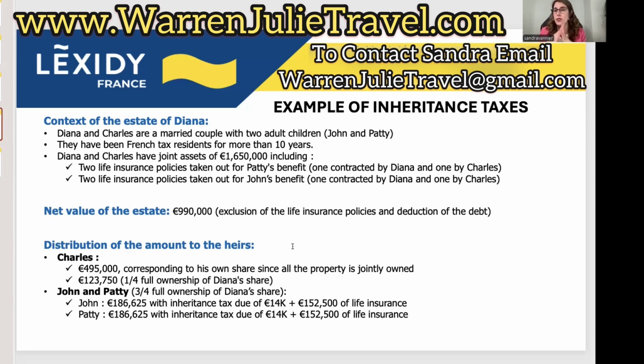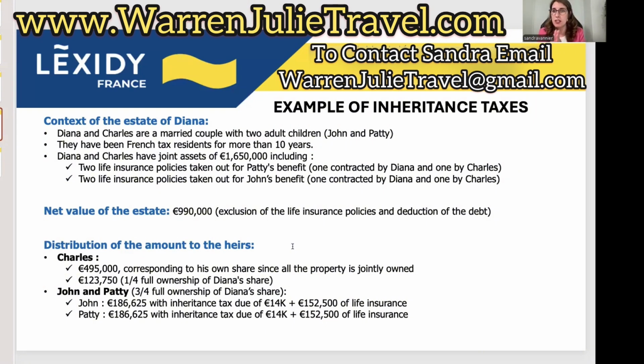And you have a better distribution to the heirs. Charles will receive his own share, since all property is jointly owned. So that means Charles will receive 595,000 euros. He will also receive a quarter of full ownership of Diana's share. So in my example, almost 124,000 euros. But John and Patty will receive more and pay less taxes.